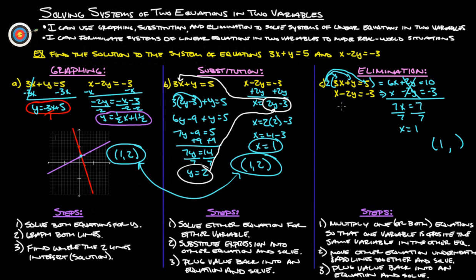This one's kind of handy, so I'm just going to plug this 1 here in for that x. So I get 1 minus 2y equals negative 3. Subtract 1 from both sides. We get negative 2y equals negative 4. Divide both sides by negative 2, and we get y equals 2.